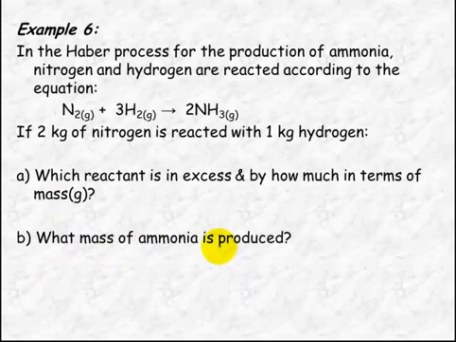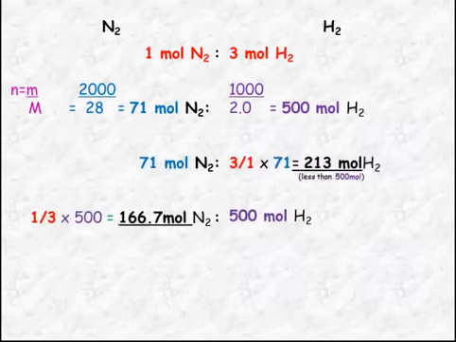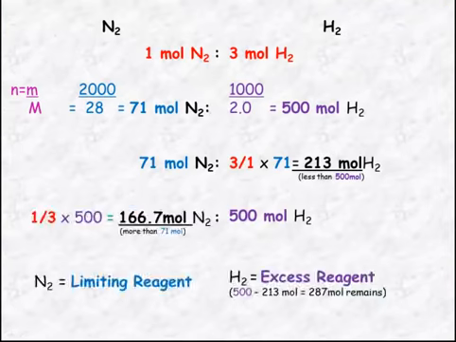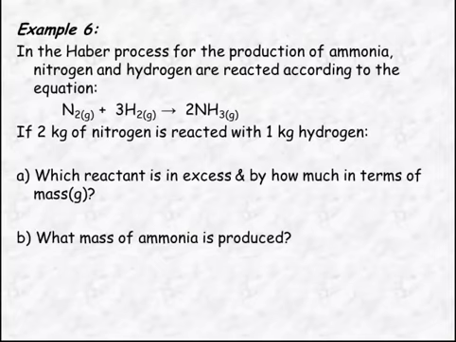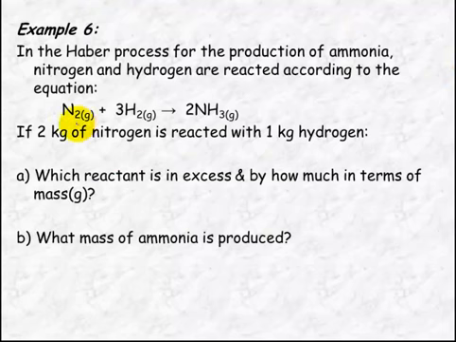This is a step-by-step calculation. I've tried to simplify this a little bit this time by using a table. I've got a table in your notes that looks something like this, but I want to go through this step by step. So the first thing I want you to do is have your 2 columns going. So we've got nitrogen and we've got hydrogen, because what we're trying to work out is if 2 kilos of nitrogen reacts with 1 kilo of hydrogen, which reactant is in excess and by how much in mass.